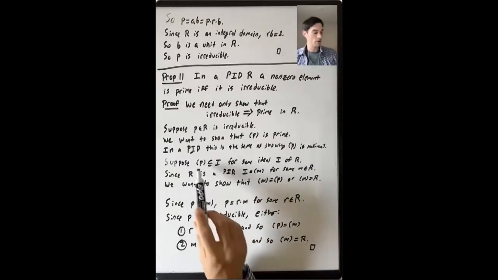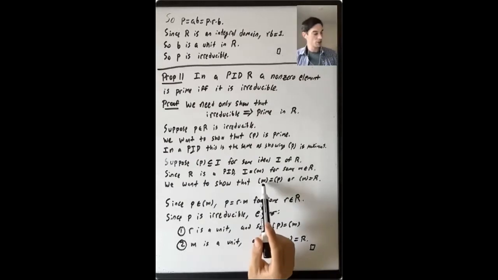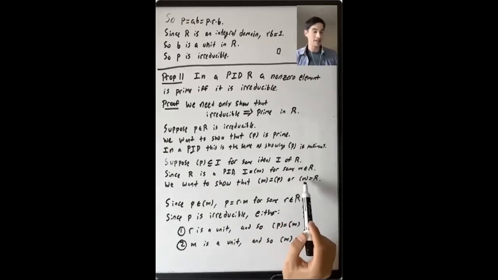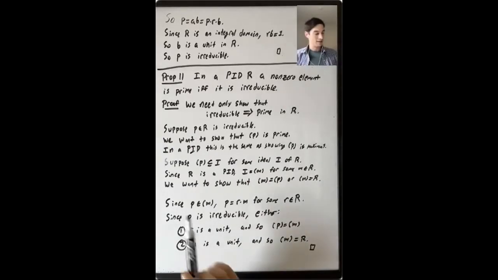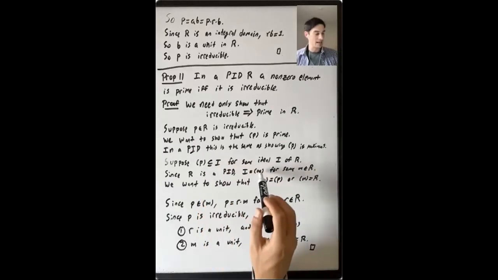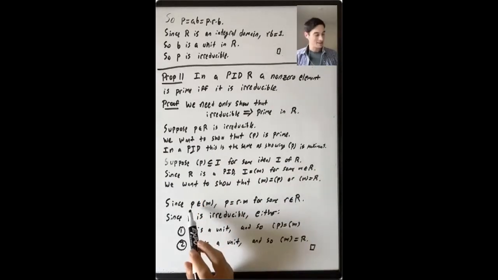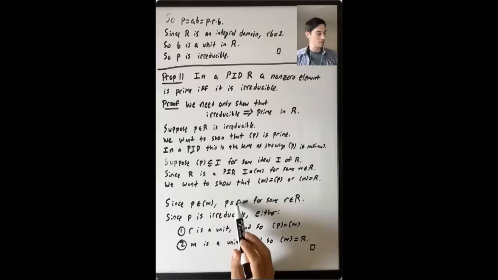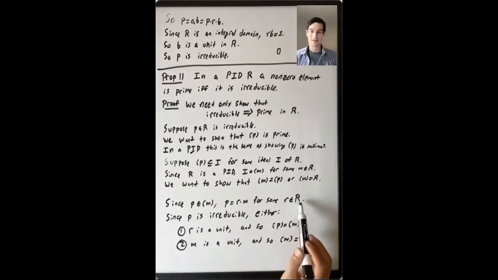And now we want to prove that the ideal generated by P is a maximal ideal. So we want to show that either this ideal generated by M is the ideal generated by P, that these are the same, or the ideal generated by M is the entire ring R. All right, so what do we know? We know that the ideal generated by P is contained in the ideal generated by M. So the element P is in the ideal generated by M. So P is in this principal ideal. That means P is equal to R times M for some R in the ring.